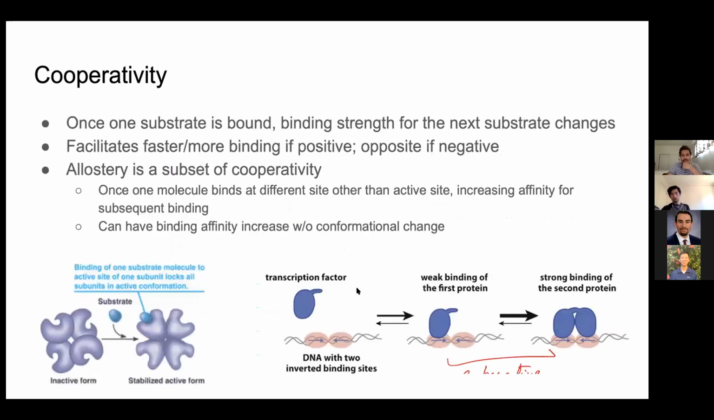So the thing that causes this ultrasensitive curve is cooperativity, which is when you have, let's say in a protein or at some active site, when you get one substrate bound, that'll change the binding strength or the affinity of the other active sites present on that same protein. And there are two types of cooperativity, positive and negative.